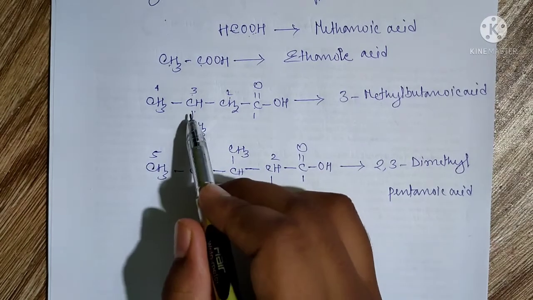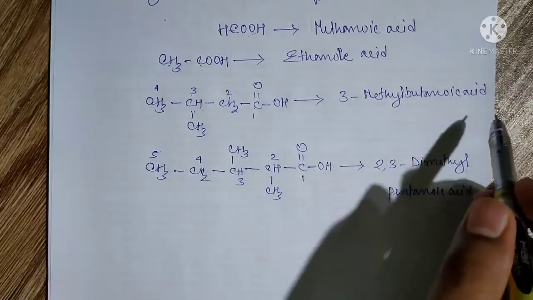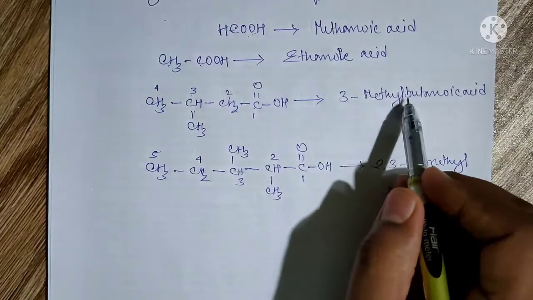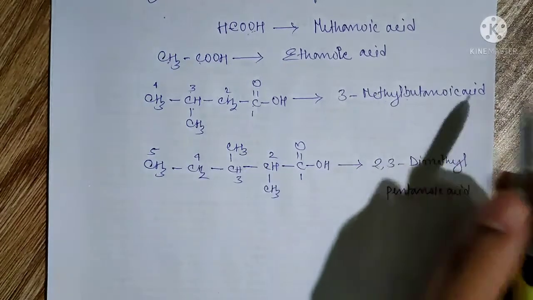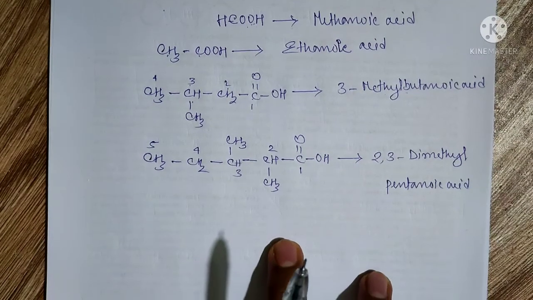So 1, 2, 3, 4. What is the position of the substituent? There is a methyl group in the third position. So always the name of the substituent is written before. So 3-methyl. How many carbon? 4. So butanoic acid. 3-methyl butanoic acid.